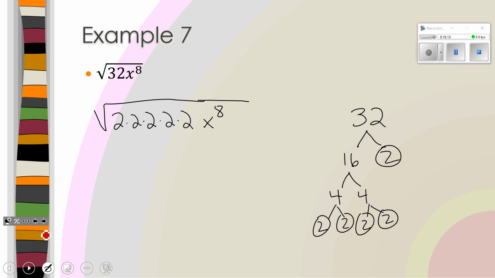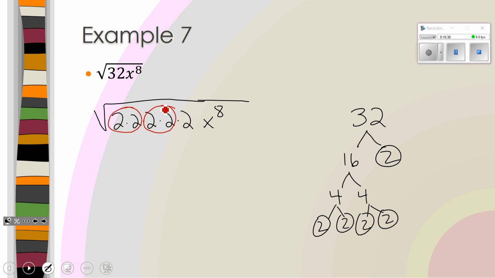If it's a fourth root, we will circle groups of 4. Do you understand what I'm saying? Fifth root, groups of 5. Sixth root, groups of 6. So we're circling groups of 2. How many groups of 2 can I circle here? I can circle 1, 2.